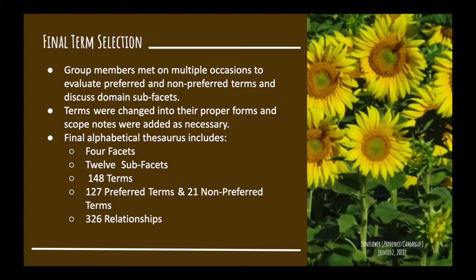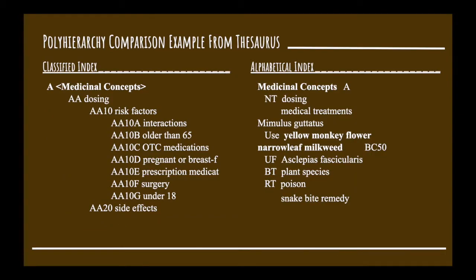Our final thesaurus includes 4 facets, 12 subfacets, 148 terms, which are divided among 127 preferred terms and 21 non-preferred terms. And these terms all share 326 thesaurial relationships. Here is an excerpt from both our alphabetical and hierarchical indices.